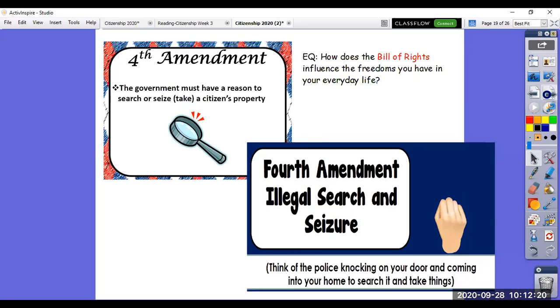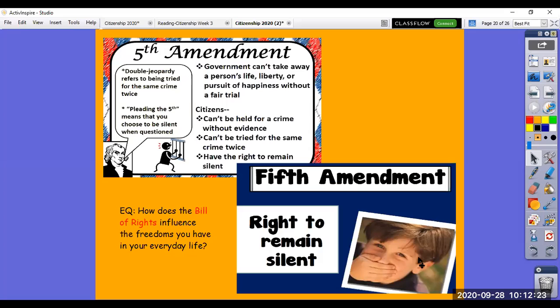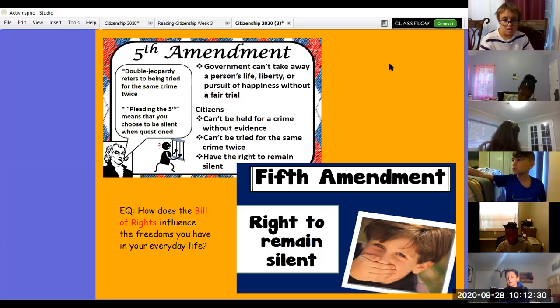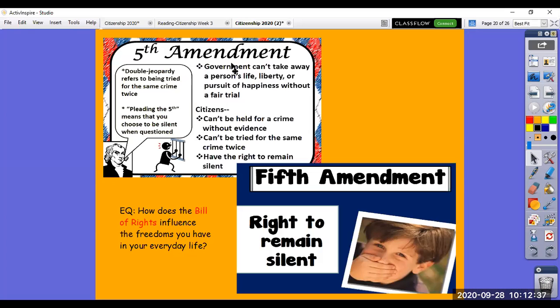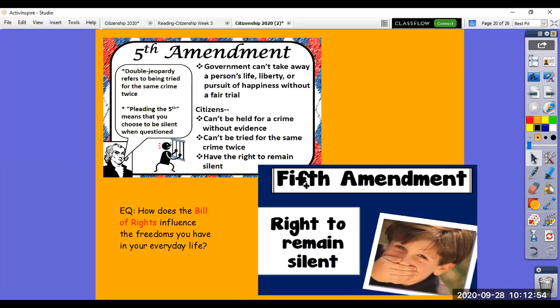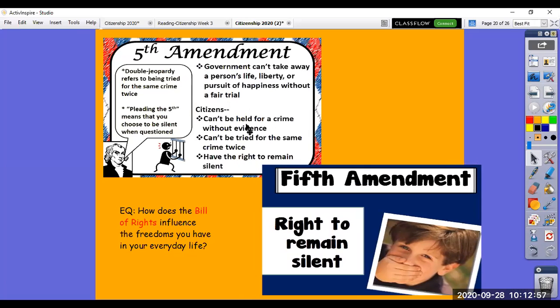All right, guys, last one for today. See this young man, the right to remain silent. Okay, we talked about this when we were talking about due process last week. And this is another one that most people know of. The 5th Amendment says that the government cannot take away a person's life, liberty, or pursuit of happiness without a fair trial. We're the citizens, the people. We cannot be held for a crime without evidence. So that means that somebody can't just accuse you of stealing something. Oh, they stole my pencil or they stole my car. They got to have evidence.